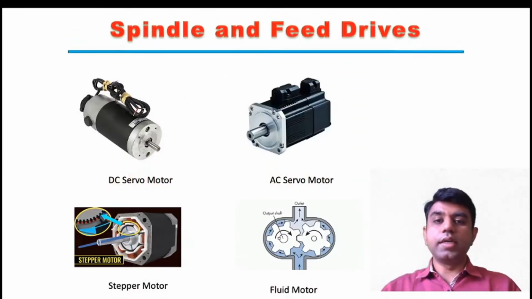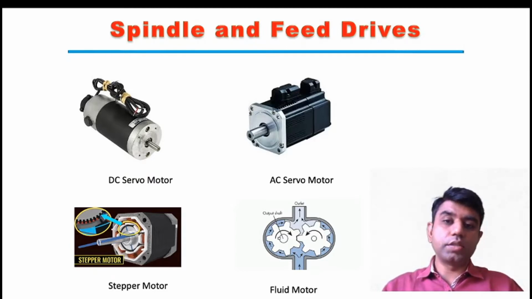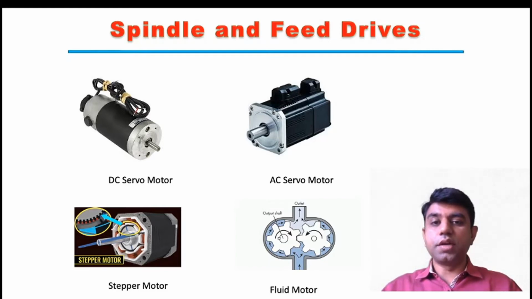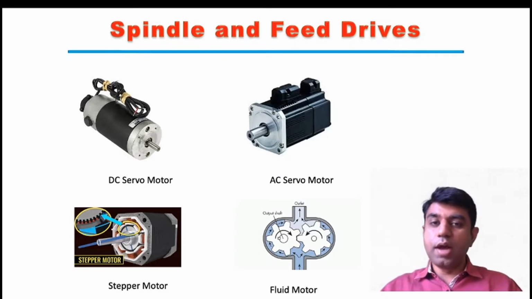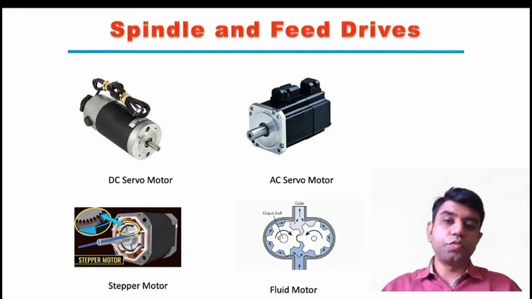Now moving to the second constituent of a CNC machine, that is spindle and feed drives. We require different kinds of drives in order to have automatic motion. Up till now we have understood the concept of a CNC machine like this: in order to operate the machine we write one particular program. A program is nothing but a set of instructions, and as per those instructions the machine tool moves. Whether it is a movement of the tool or spindle, you get that automatic movement. But to have that movement, we require these different kinds of drives.